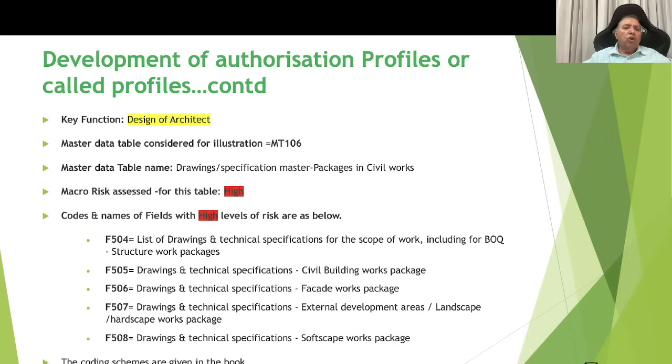as high. Codes and names of the fields within this master data table are F505, which is the list of the drawings and design for, say, structure work; F505 drawings and specification for civil building works packages; F506 drawing and specifications for the facade work, and so on and so forth.